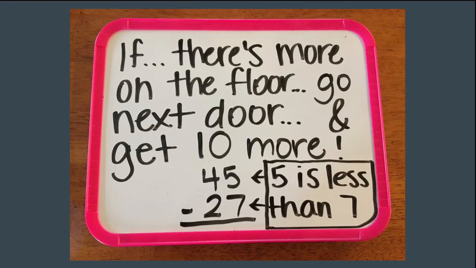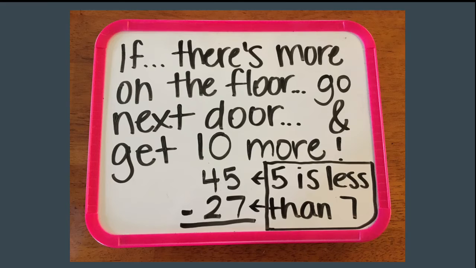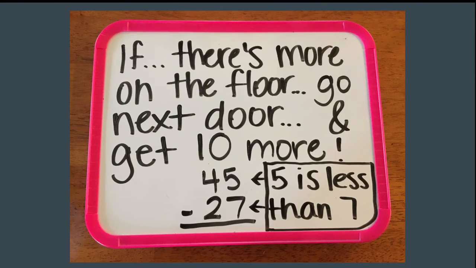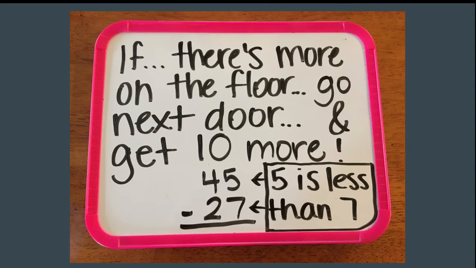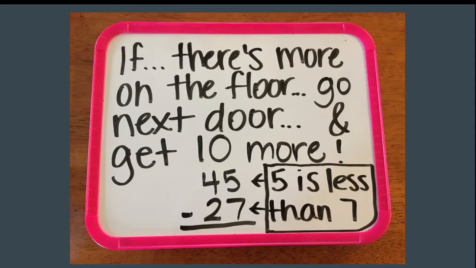Let's move on. If there's more on the floor or bottom, go next door to the tens column and get 10 more. Let's look at this example. 45 minus 27. 5 is less than 7, which means there's more on the floor or bottom. So we need to go next door to the tens place column and get 10 more to add to the 5.